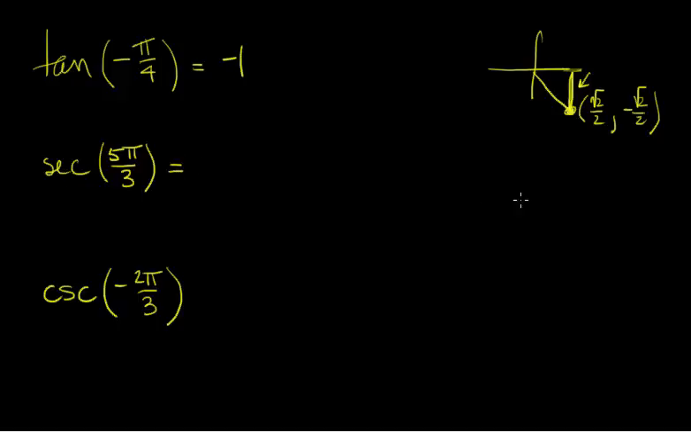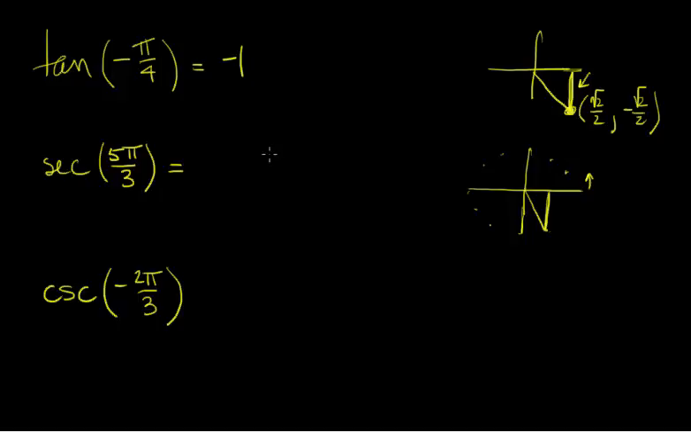Now the secant is 1 over cosine, so 5 pi over 3. I have to see where I land up. 5 pi over 3, I think of it as 10 pi over 6. So I just go in this direction. 10 pi over 6 is 1, 2, 3, 4, 5, 6, 7, 8, 9, 10. Right here. And I get one of my 30/60s.